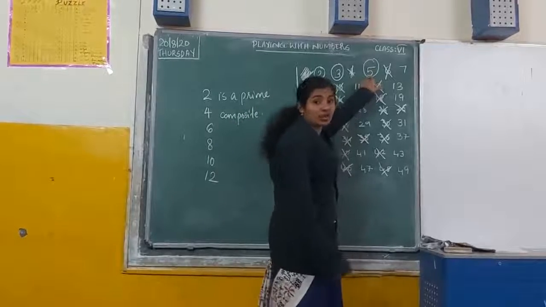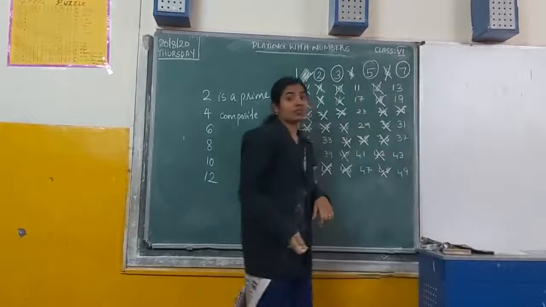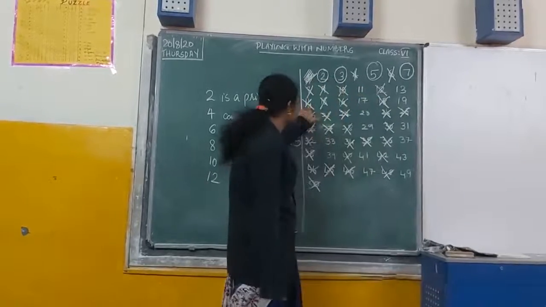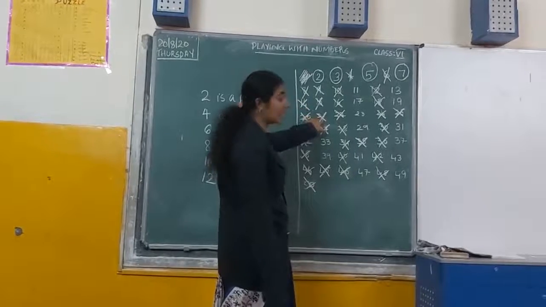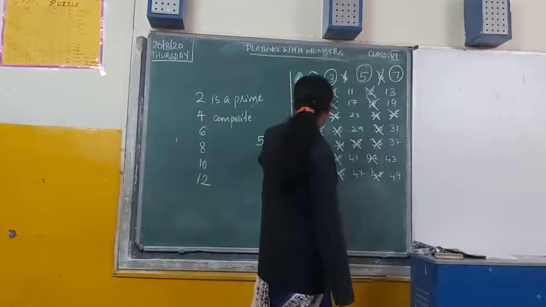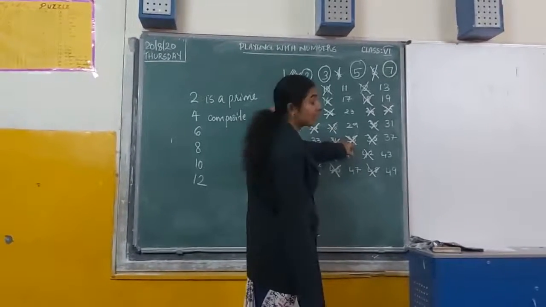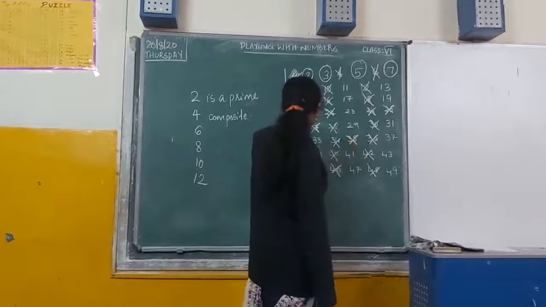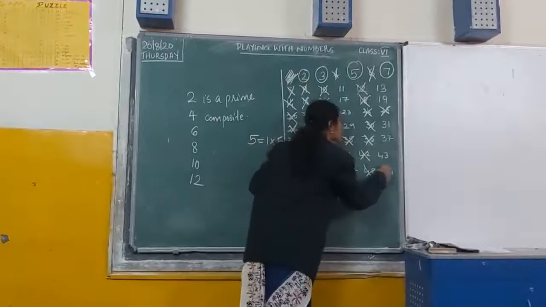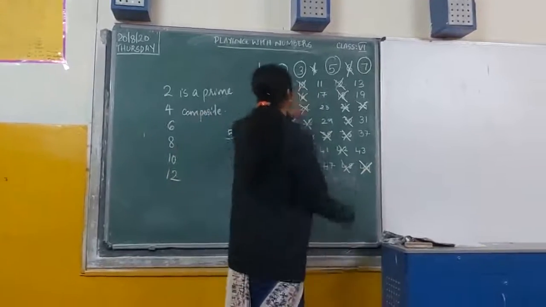Next prime number you should round. What is it? 7. So 7 2s are 14. Already we cancelled that. 7 3s are 21. Cancel. Then 7 4s are 28. Already we cancelled that. 7 5s are 35. Cancel that one. Then 42. Cancel. 49. Cancel. Now what is remaining here?